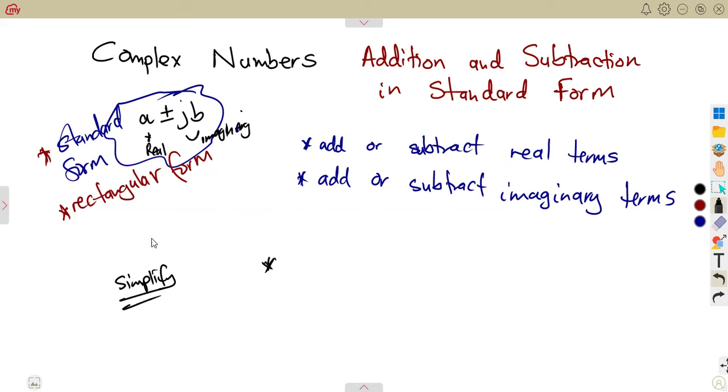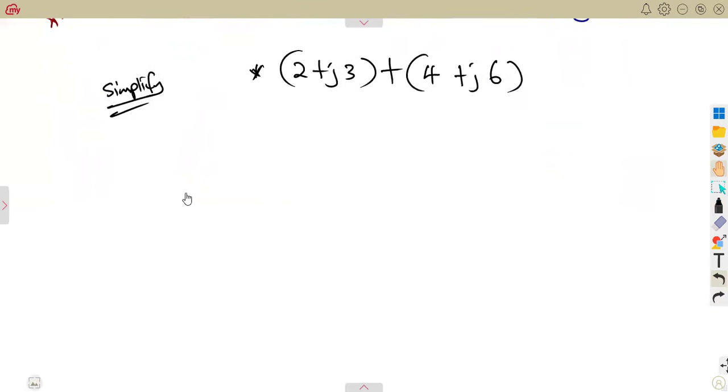Okay, let us just consider the first question. 2 plus J3 plus 4 plus J6. You're given to add these two. Guys, there's nothing there. The plus does not affect anything. It's just like there's a +1 here, it's just like a 1. So the effect is just 1 affecting everything, distributed to everything. So the bracket remains as it is. 2 plus J3. The plus does not affect +1. The signs are not affected. They remain as they are.